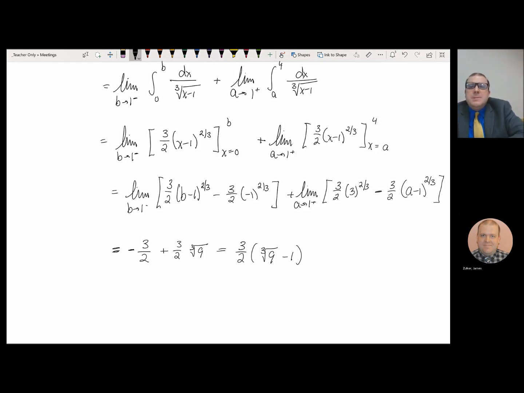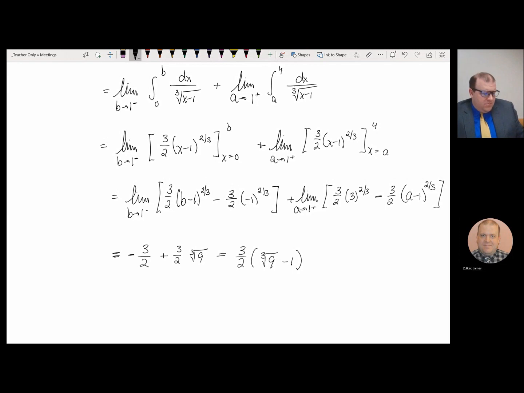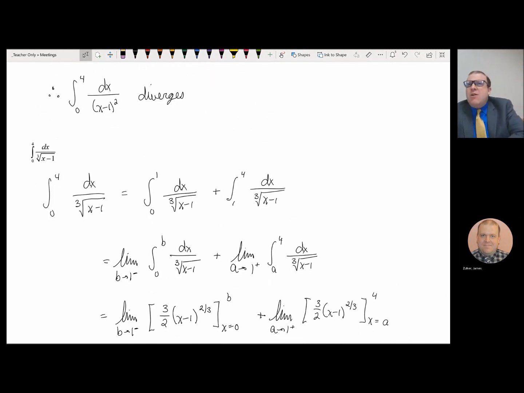Wait a minute. The only thing that changed was the power. In one case, it diverged. In the other case, it actually converged.